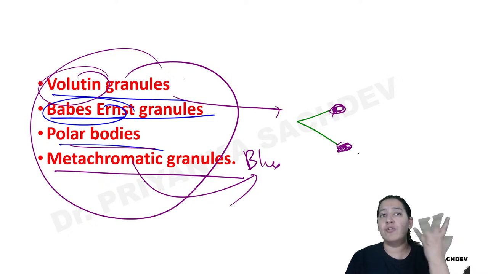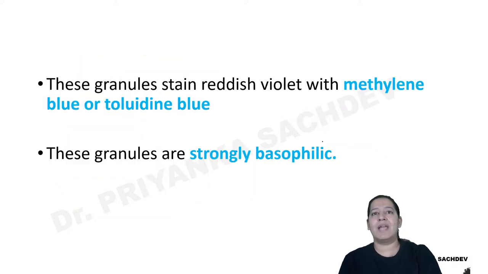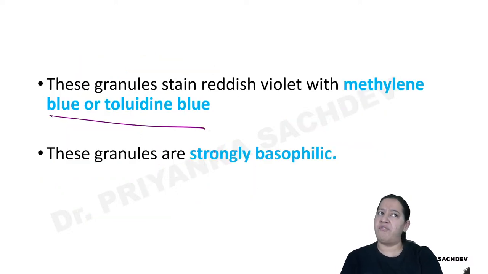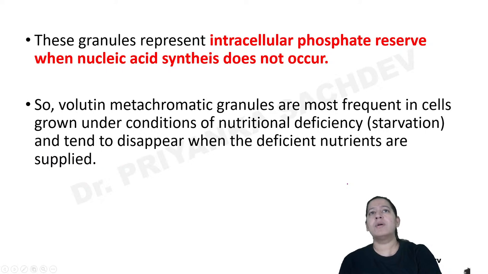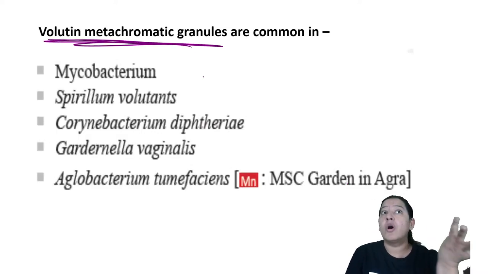Ye granules, ye granules mein hota kya hai? Phosphate. Stored phosphate. So learn that. They contain stored phosphate. These are blue in color. Aur kaun kaun se bacteria mein ye granules milte hain? Metachromatic granules.